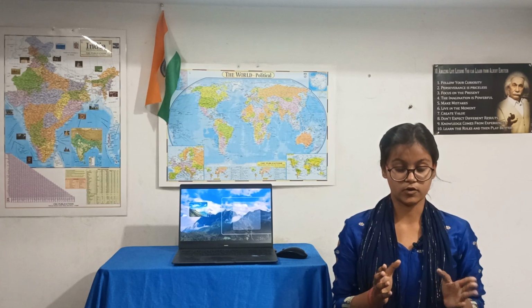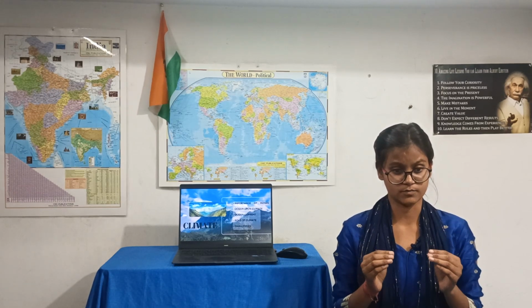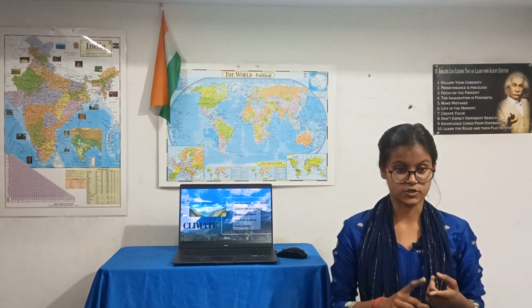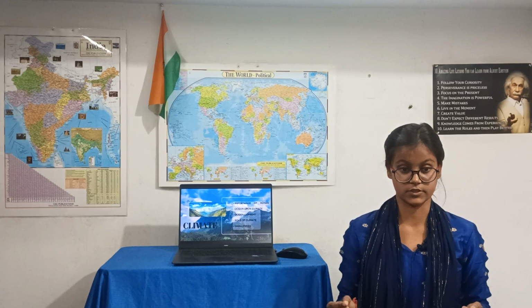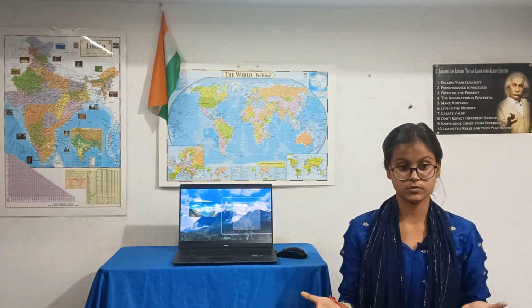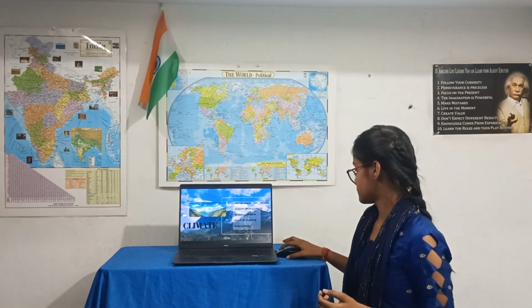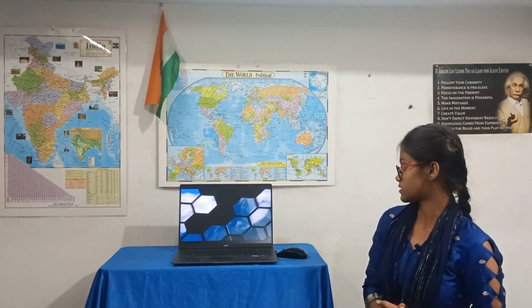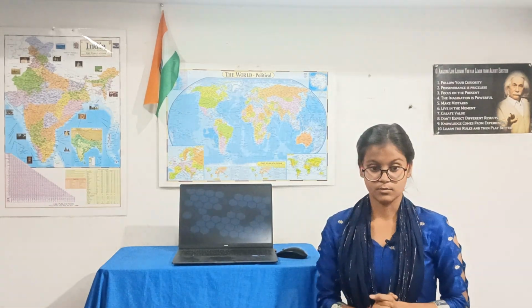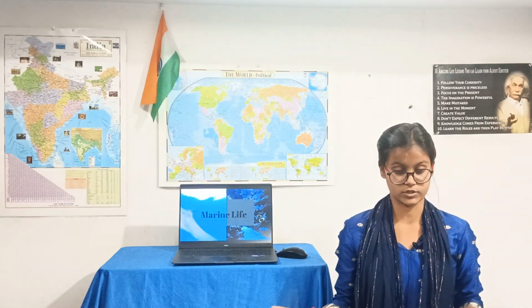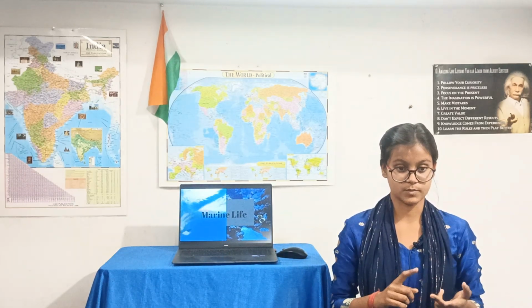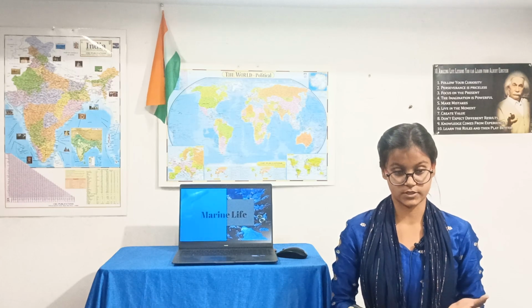The climate of the Indian Ocean also plays a role in agriculture, fisheries, and trade in surrounding countries. Overall, the Indian Ocean is integral to both regional ecosystems and livelihoods. And another important aspect is marine life. The Indian Ocean is home to many diverse marine ecosystems, including coral reefs, mangroves, seagrass beds, and deep sea trenches.